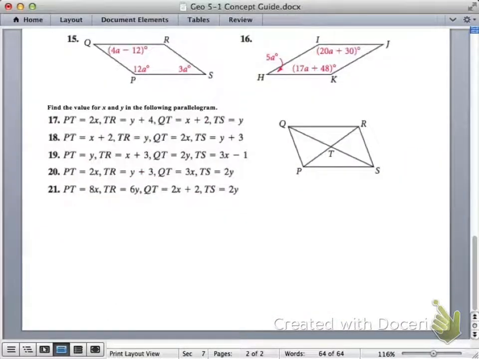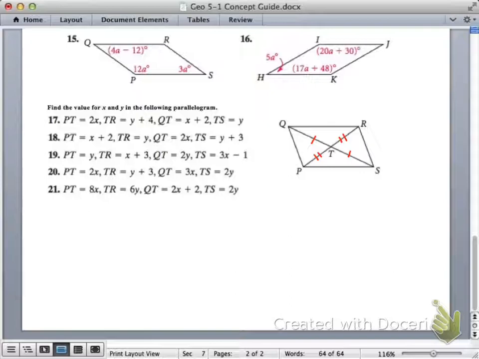Now, the concept that's going on here with these questions is that this is asking about PT, TR, QT, and TS. These are the 4 pieces that our information is given about in each of these questions. So those are the parts of the diagonals. So what was the concept about diagonals that we need to remember with respect to parallelograms? That they bisect each other. So we end up with 2 pair of congruent segments. T is a midpoint of both of those segments.